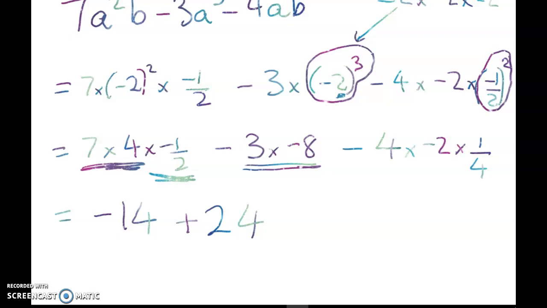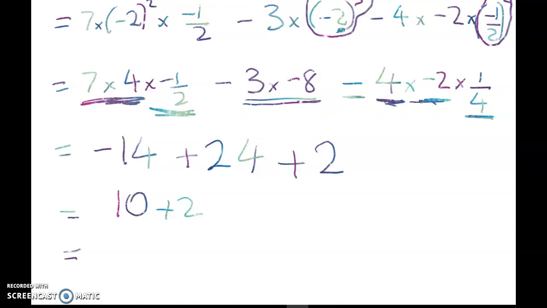Lastly, I've got take away 4 times negative 2 times 1/4. So that's going to give me plus, well, 4 2s are 8, and 1/4 of 8 is 2. So it's going to be negative 14 plus 24 plus 2, which equals 10 plus 2, which gives me a final answer of 12.